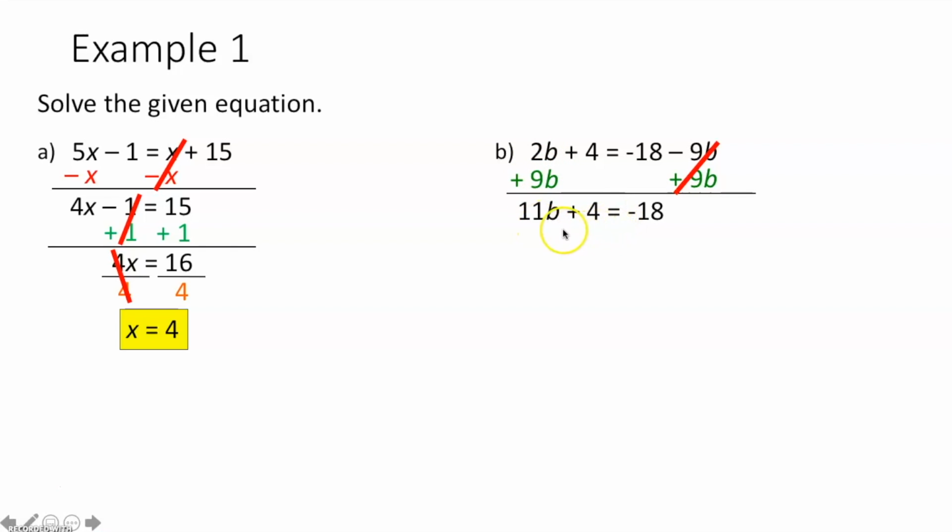Now I have my variables on the left side of the equation, so I got to move my constants to the right. I start with anything added or subtracted to my variable, so that would be this plus 4. I do the opposite, the inverse. I subtract 4 from both sides of the equation to move that to the right.